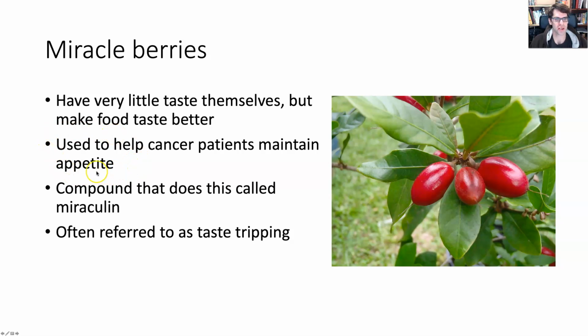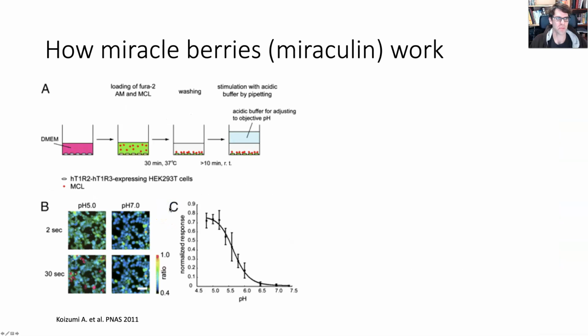So then we can use them for things like cancer patients who need to eat but don't have much appetite. This will make the food more new and interesting and increase how much they eat, right? Often this is referred to as taste stripping, right? You can order these tablets off Amazon and try it out for yourself too.